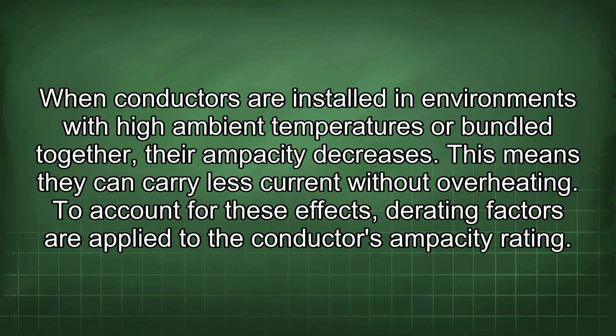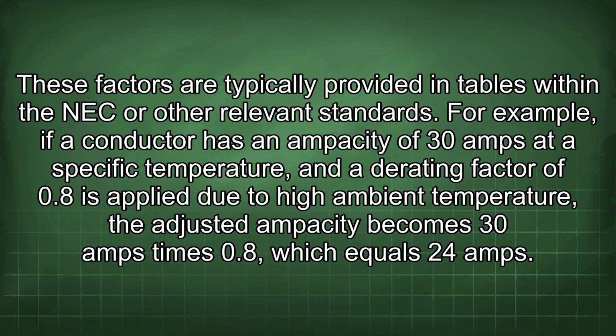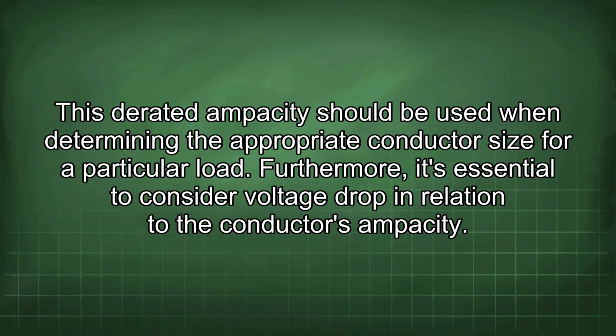To account for these effects, derating factors are applied to the conductor's ampacity rating. These factors are typically provided in tables within the NEC or other relevant standards. For example, if a conductor has an ampacity of 30 amps at a specific temperature and a derating factor of 0.8 is applied due to high ambient temperature, the adjusted ampacity becomes 30 amps times 0.8, which equals 24 amps. This derated ampacity should be used when determining the appropriate conductor size for a particular load.